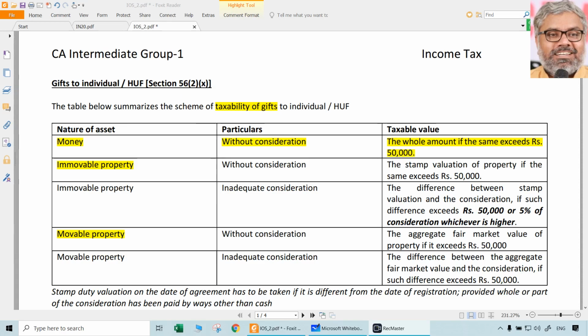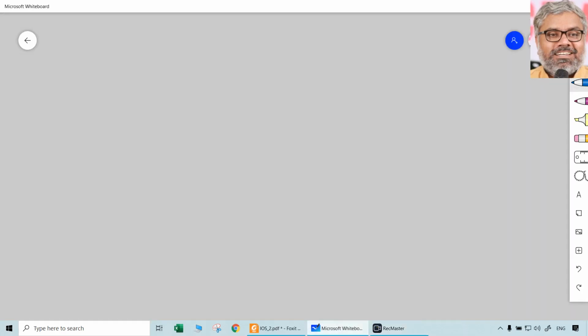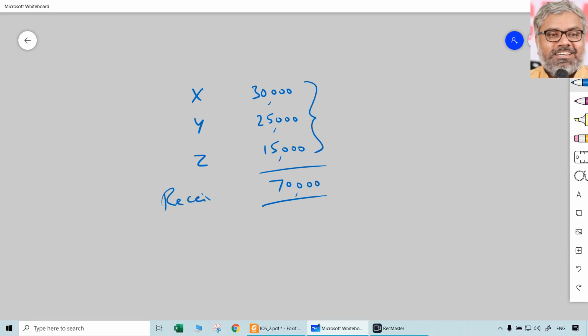For example, to understand this, let us say an assessee has received a gift from X of around 30,000 rupees. Let us say the same assessee has received a gift from Y of 25,000 rupees, and a gift from Z of say 15,000 rupees. Each of them individually is not exceeding 50,000. So should we say it is not taxable because each gift is not exceeding 50,000? No, we cannot say that. We have to look at the aggregate amount of the gifts. The aggregate amount of the gifts that the assessee has received is 70,000. That means the entire 70,000 becomes taxable.